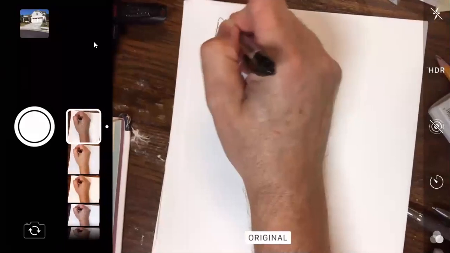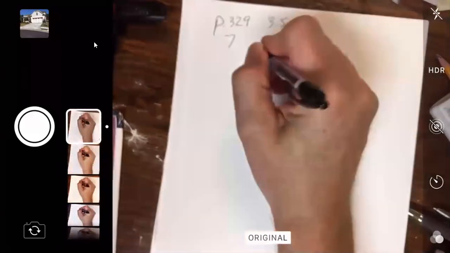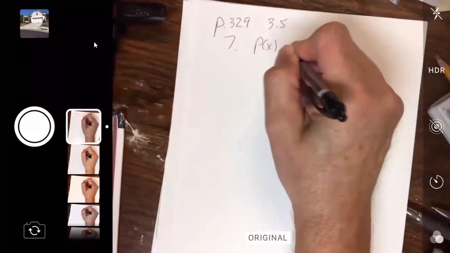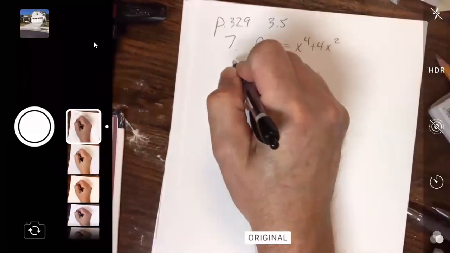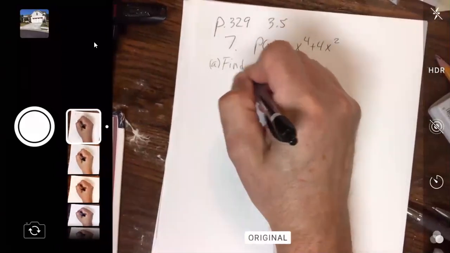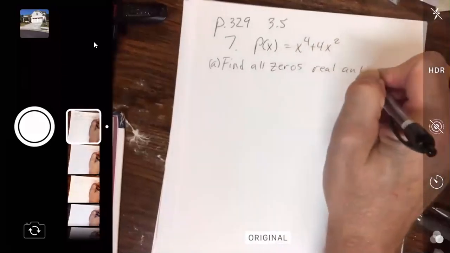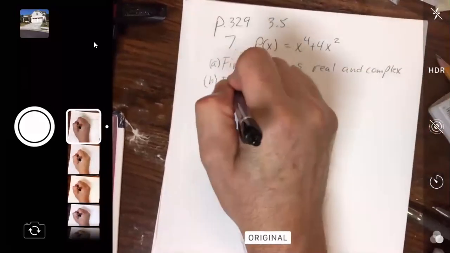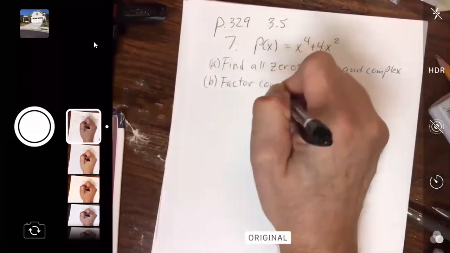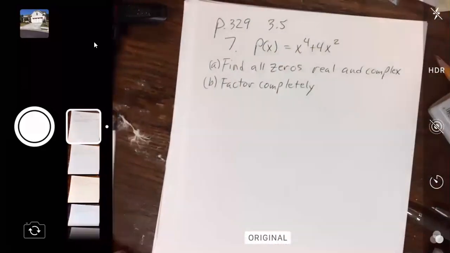This is 3.5. We'll start with number 7. P of x is x to the fourth plus 4x squared. They want you to find part A, all zeros, real and complex, and part B, factor completely. Very first homework right here.